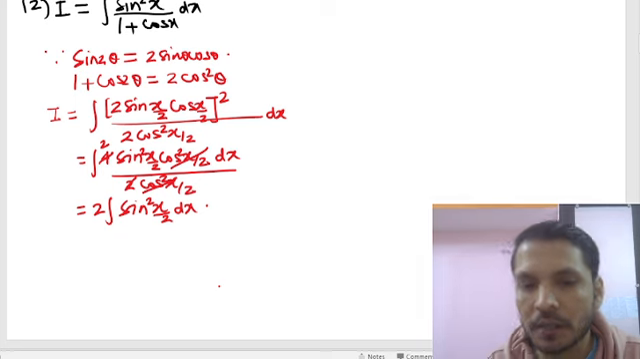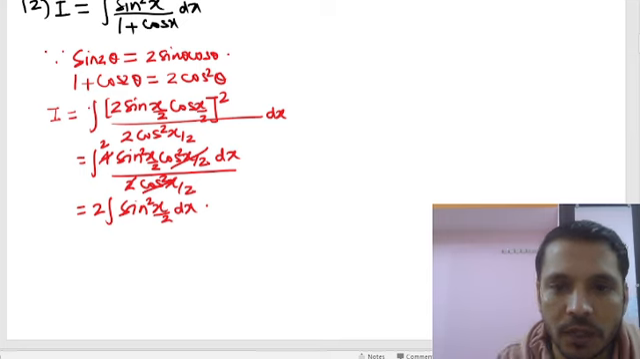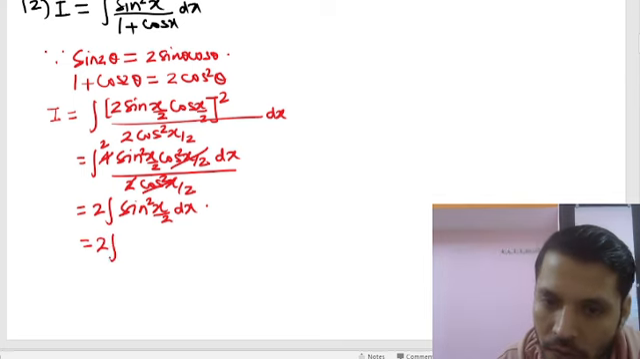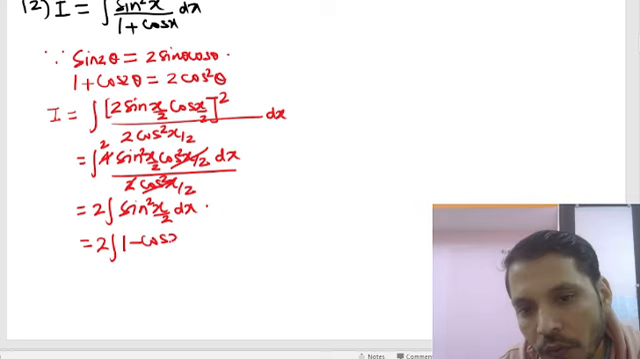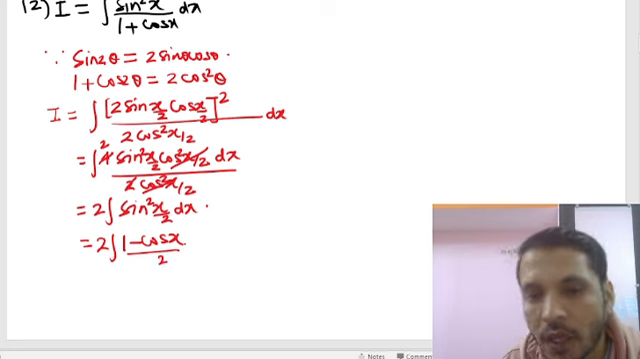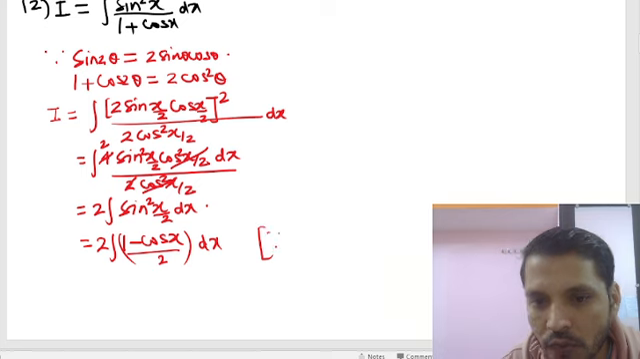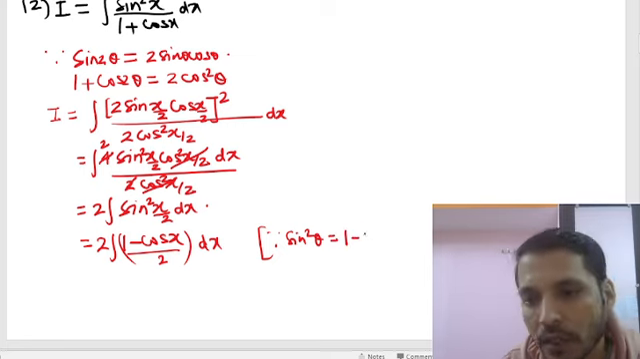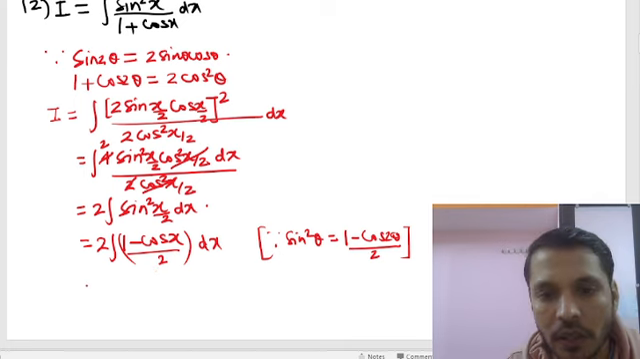We don't have a direct formula for sin square, so again we need to apply the formula for sin square x, like in the previous questions. What is the formula of sin square? It will become (1 minus cos x)/2, and here dx. Which formula have we applied? Since we know that sin square theta is equal to (1 minus cos 2 theta) divided by 2, we are applying this formula here. We cannot directly write the answer.